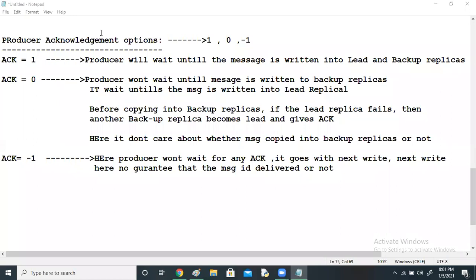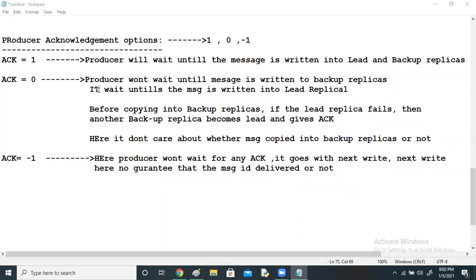Acknowledgement 1 is foolproof, highly safe. And -1 is what? It's very fast, high speed, but it is risky, you might lose the data. Zero is what? Moderate speed. In zero, high availability is missing because the message is written into the lead replica only.